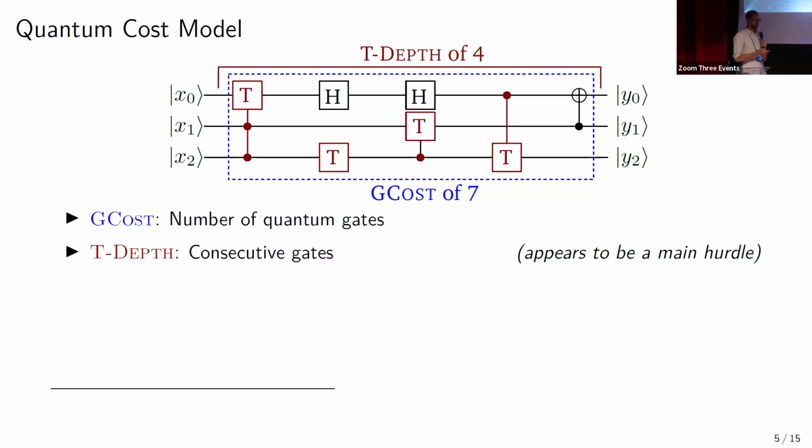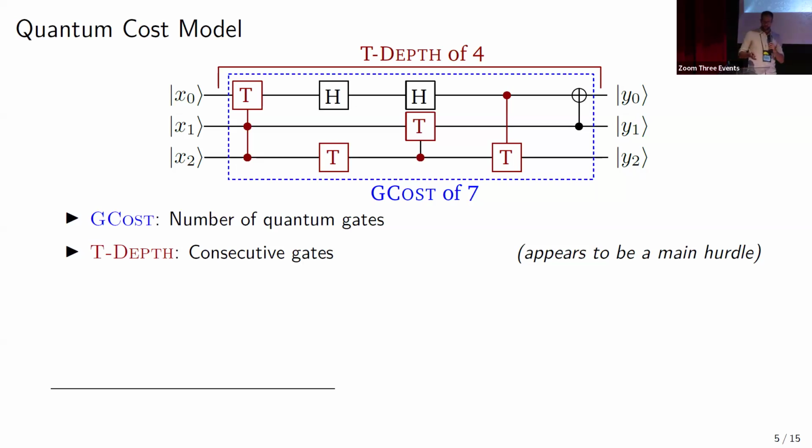Now the second metric that we use is the T depth. The depth of the algorithm is the number of serial gates that are applied, the maximum number of gates that are applied serially on any of the qubits. And in our case, we also consider the T depth only because the T gates appear to be the most cost-intensive gate to construct a quantum computer.